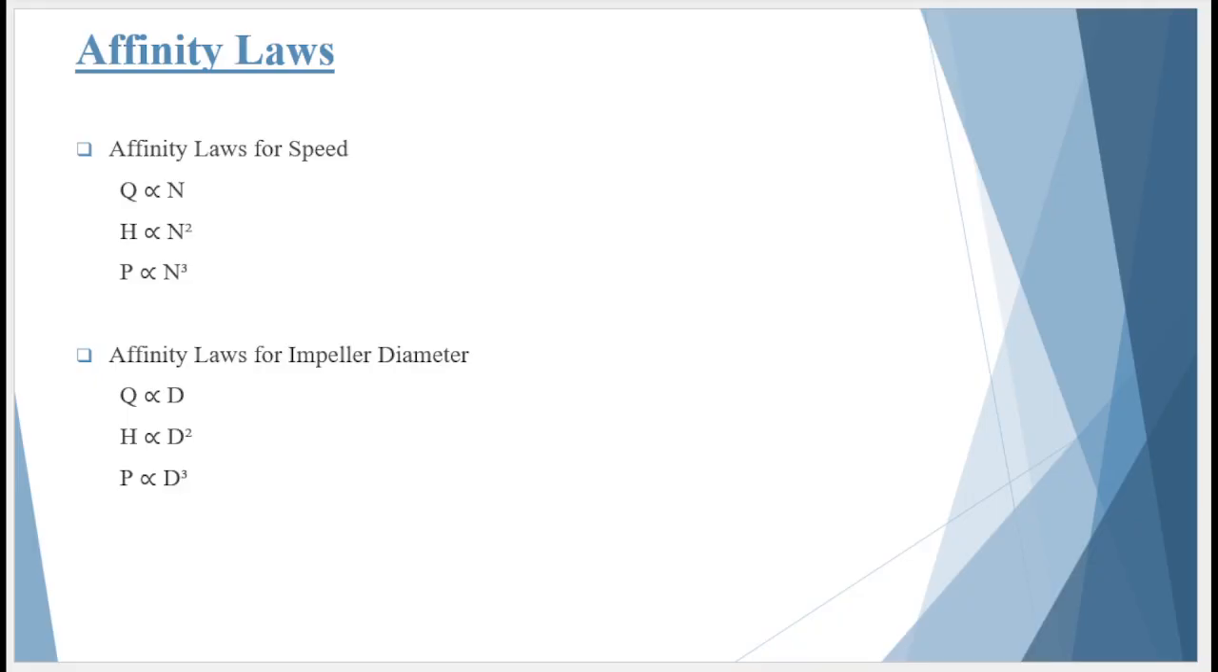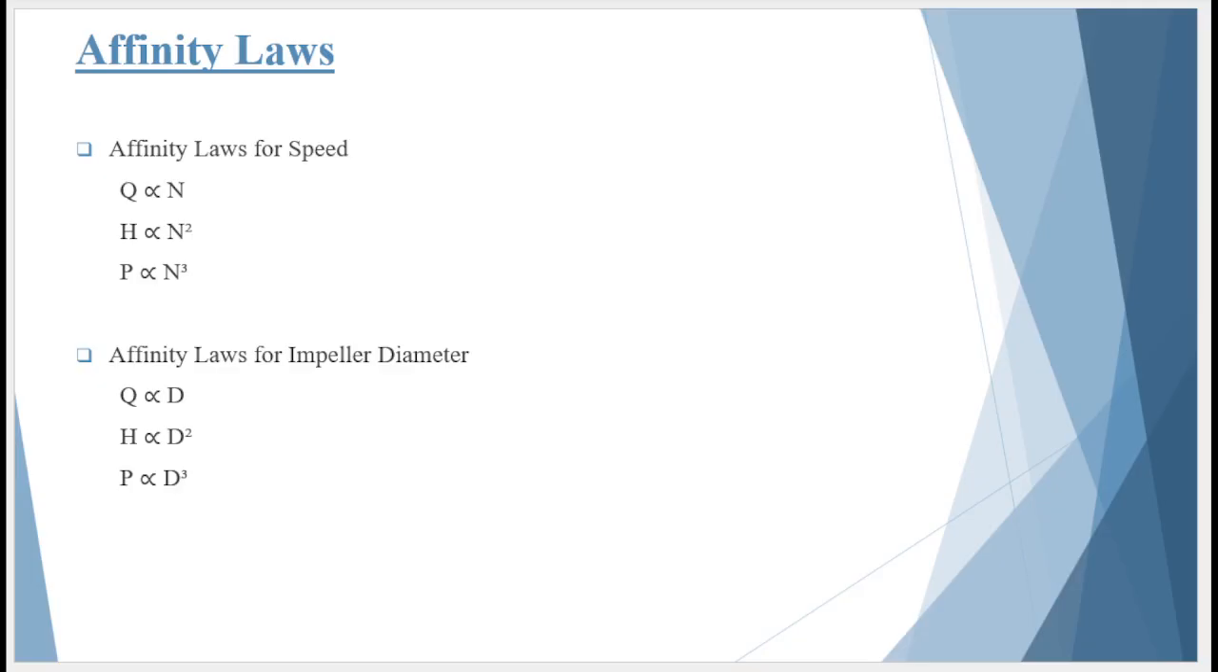Now that we've understood the effect of pump speed, let's look at the second application of the affinity laws, changing the impeller diameter. Sometimes, the required pump performance is slightly higher or lower than the existing pump can provide. Instead of replacing the entire pump, manufacturers often increase or reduce the impeller diameter to match the system requirements.